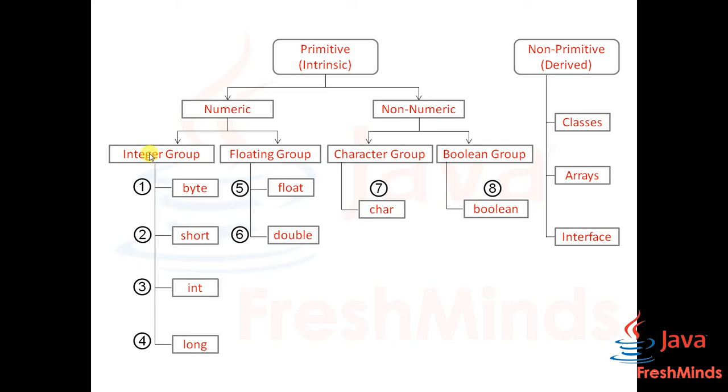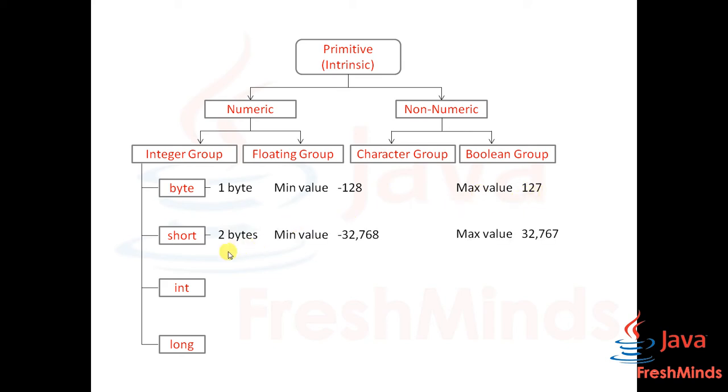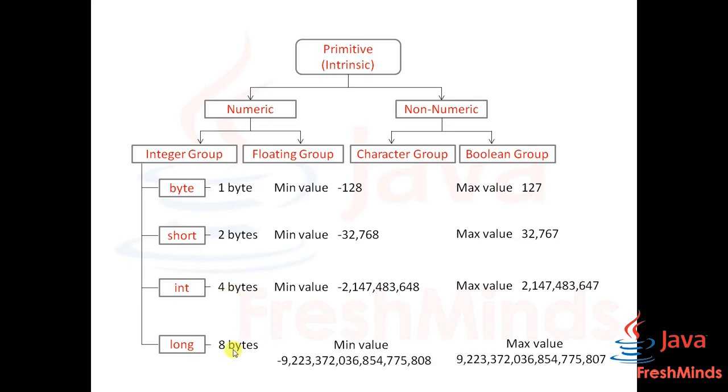In the integer group, byte has one byte. The minimum value is minus 128 and the maximum value is 127. Short has 2 bytes. Integer has 4 bytes and long has 8 bytes.